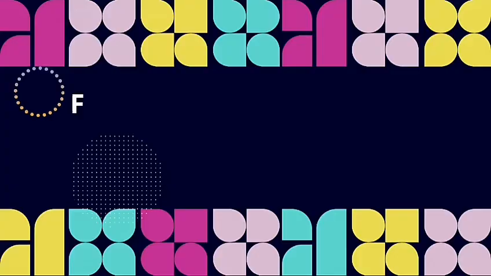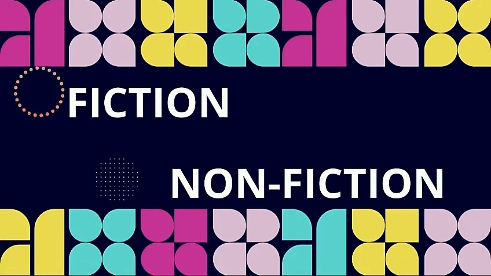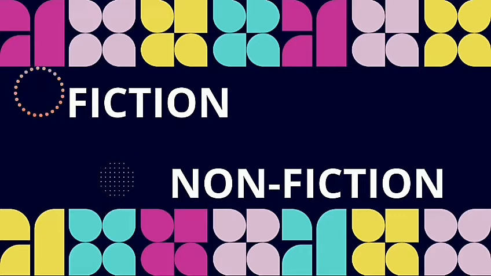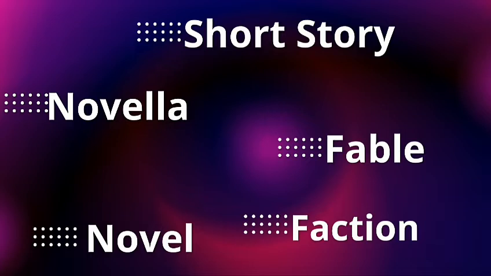Basically, prose is divided into two: fiction and non-fiction. Fiction is a work of art that is based on the imagination of the writer. In other words, the story in fiction is not real, it is made up. And the forms of fiction are short story, novella, novel, fable, and faction.